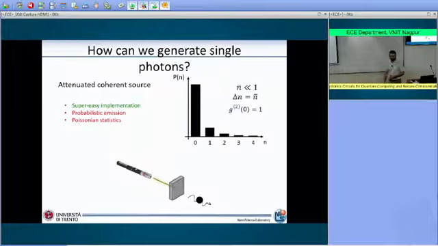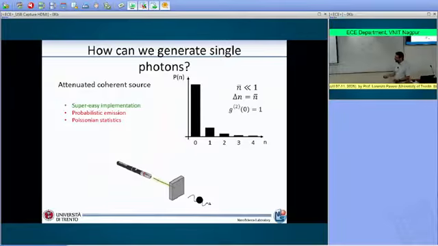What are the problems? The problems are associated with the fact that the source is not deterministic. Since I am attenuating, I don't know whether the photon is coming or not. The second problem is associated with the statistical properties of the distribution of the photon states. This is the statistical distribution of the photons based on the number of photons that I have in this photon state. When I have 0, it means that in the photon state I do not have photons. So it's the vacuum state.